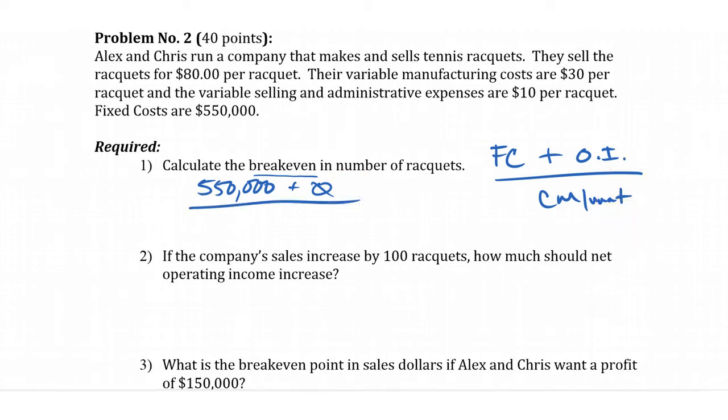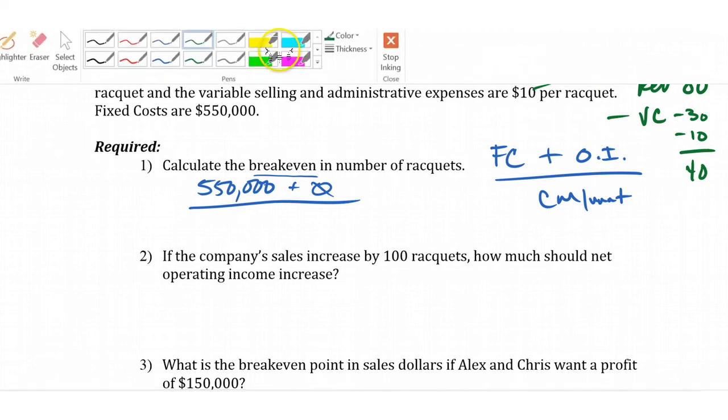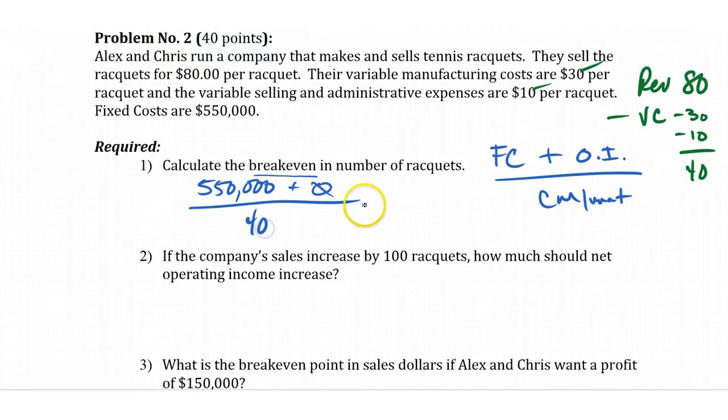So what's our contribution margin per unit? Well, it's our revenue of 80 minus our variable costs, right? Our variable costs are 30 and 10. So that gives us a contribution margin of 40. So 550,000 divided by 40 gives us 13,750 units or rackets. That's how many we have to sell to break even.